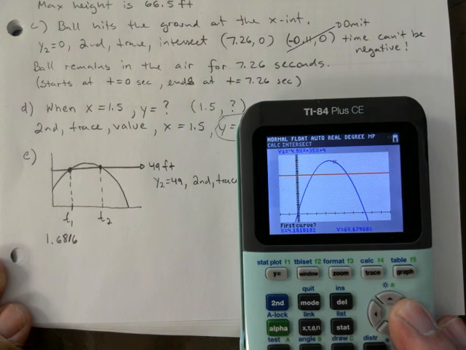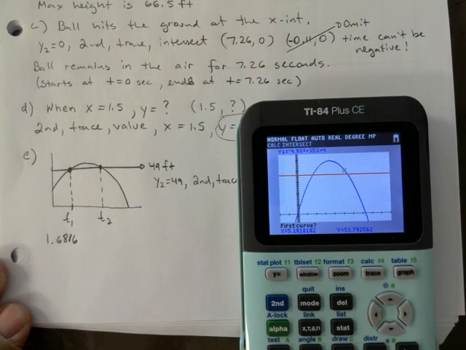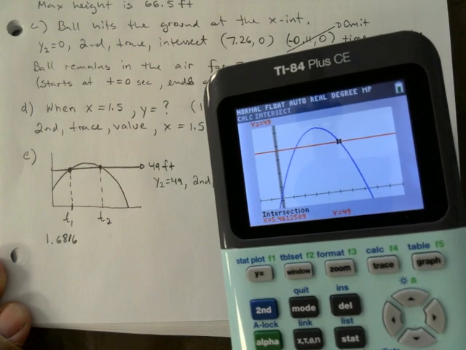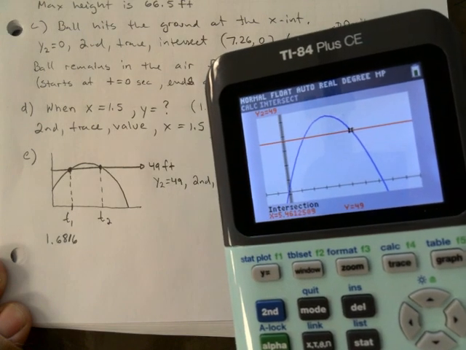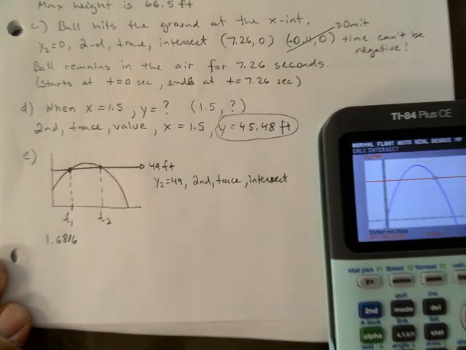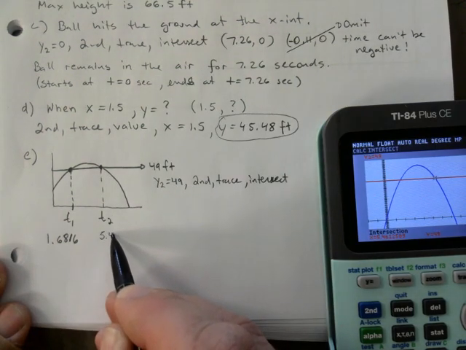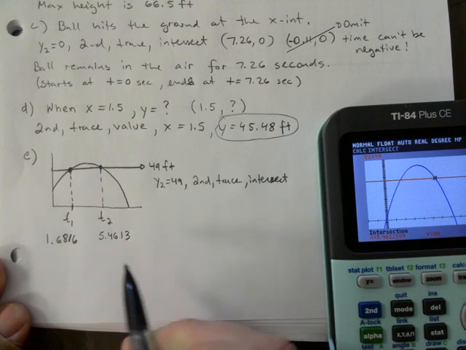I'm taking the long route, the scenic route. Enter, enter, enter. And that's 5.4613 rounded to 4 decimals. Okay. Why 4 decimals? Because we don't want to round too soon. We're not done yet. Okay, we're still working.